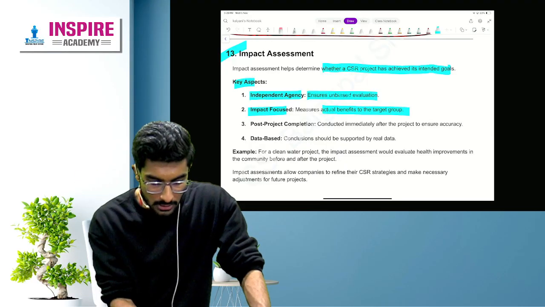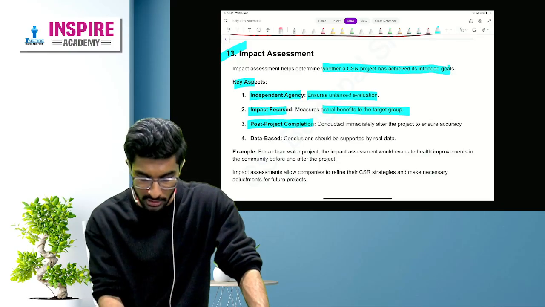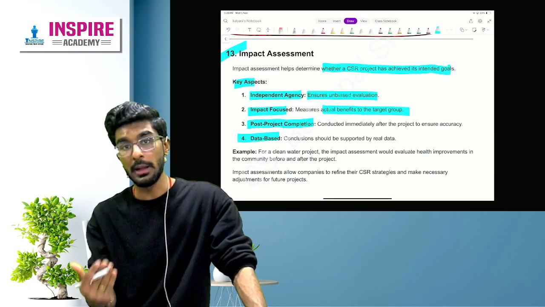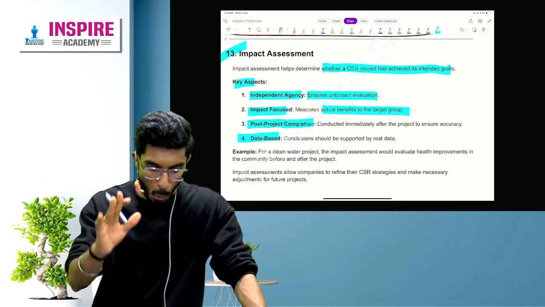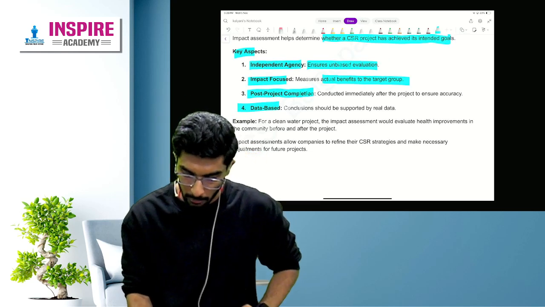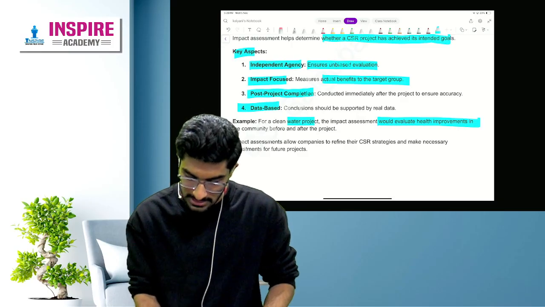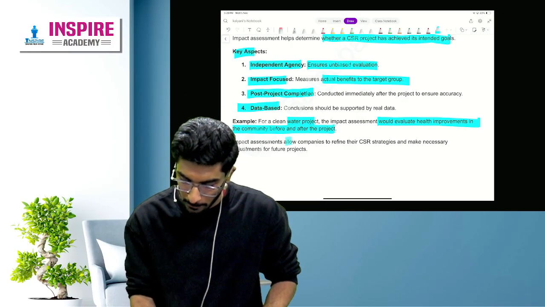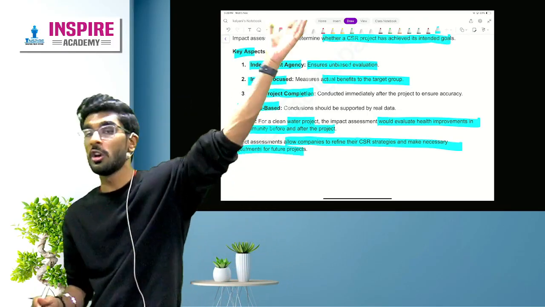Third is post project completion. It is always conducted after the project completion. Immediately, you should not wait for 1 year, 2 years. And next, whatever conclusions are arrived at, they are purely based on data. Very simple. Let's read the example. For a clean water project, the impact assessment would evaluate health improvements in the community before and after the project. Impact assessment allows companies to refine their CSR strategies and make adjustments for future projects.